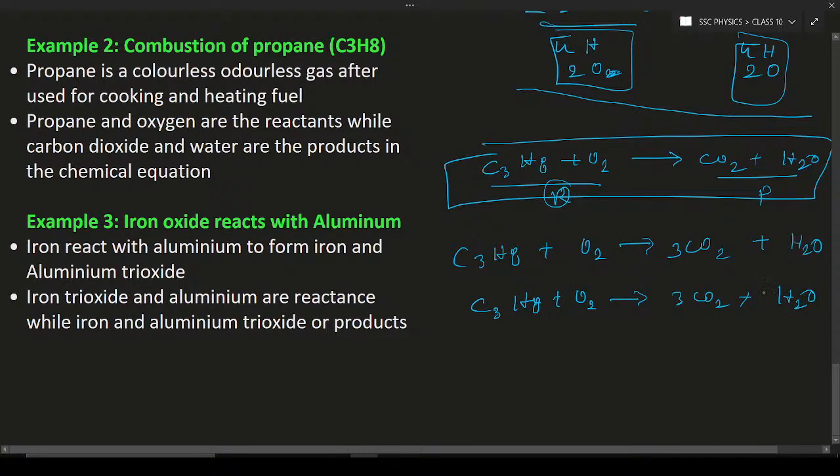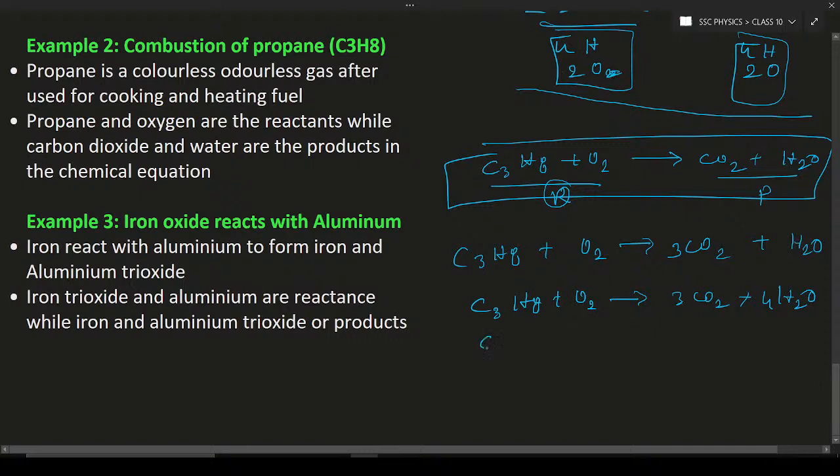So add 4 over here. How many oxygens are there? 4 oxygens. Now count the number of oxygens: 6 plus 4, 10 oxygens are there. On the other side, how many? Only 2 oxygens.